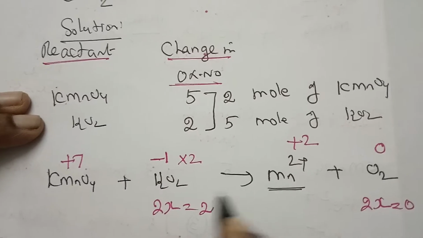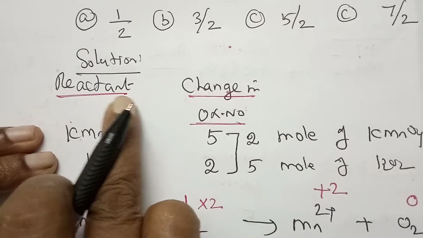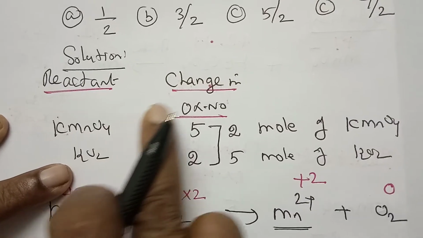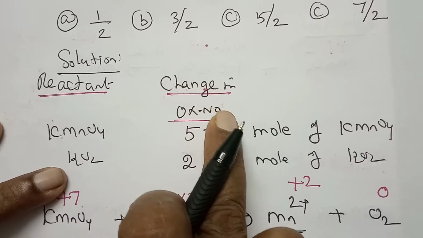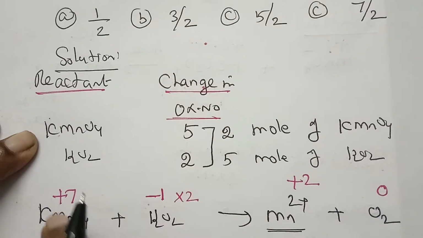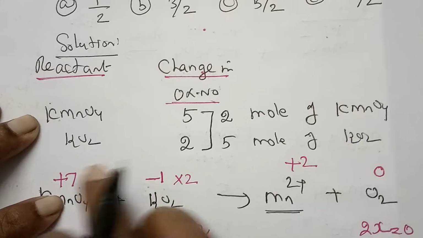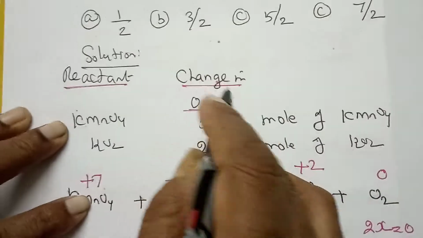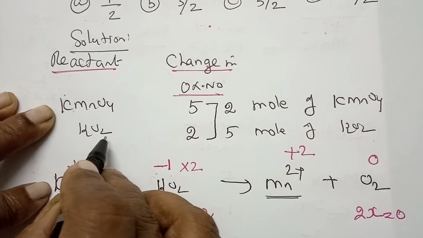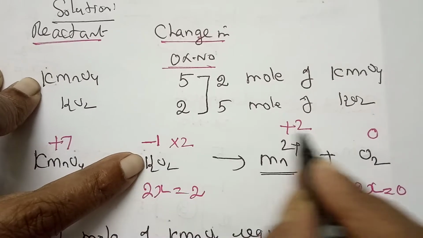For this, first you have to write the equation. Then you follow this pattern where you write the name of the reactant: potassium permanganate, hydrogen peroxide. Next heading is change in oxidation number. This method is new, please follow it. Permanganate here is +7, here it is +2. So +7 to +2, the change is only 5. So here you are writing the change in oxidation number. Next you have to write for hydrogen peroxide. Same model. Here hydrogen peroxide is -1 to 0.